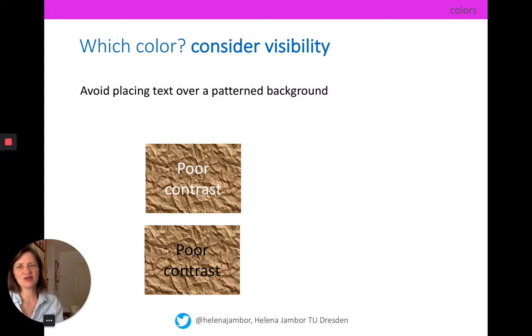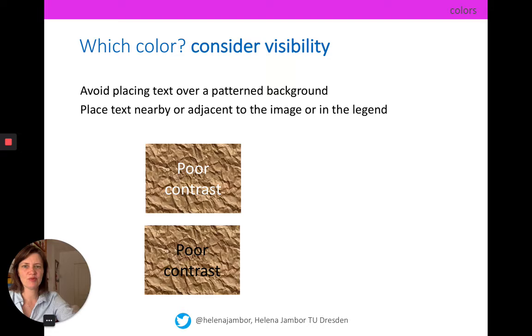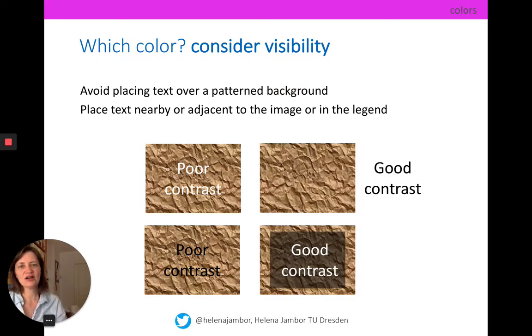Sometimes you have to place text in visualizations on a patterned background. For example, if you label maps, if you label very vivid images, etc. If you have such cases, neither white nor black usually will work. What you can then do is to place the text nearby or next to the image, or you can place the text on a slightly higher contrast background box that sort of sets off the text from the rest of the image.